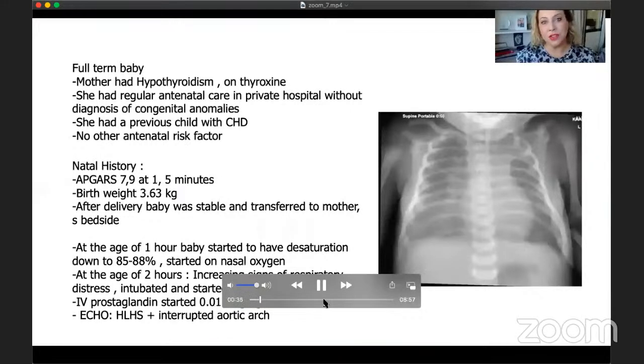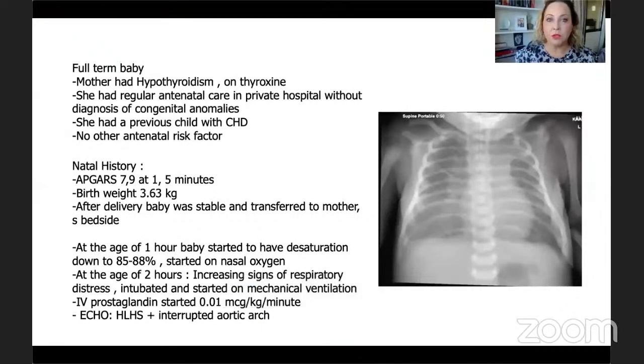So today we're going to talk about a full-term baby who arrived in our hospital when the baby was 4 weeks of age. He was born in another country, was a full-term baby, nothing positive on the antenatal care. The only thing is that he had a sibling with congenital heart disease, but he didn't get a fetal echo, so he didn't have a fetal diagnosis. He was born with no problems.